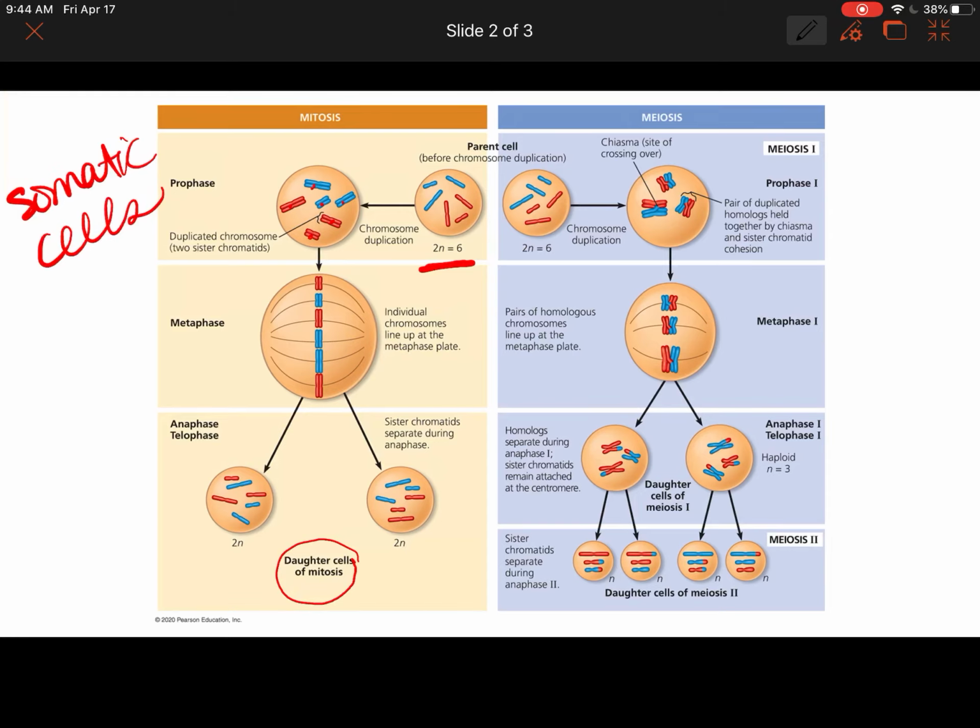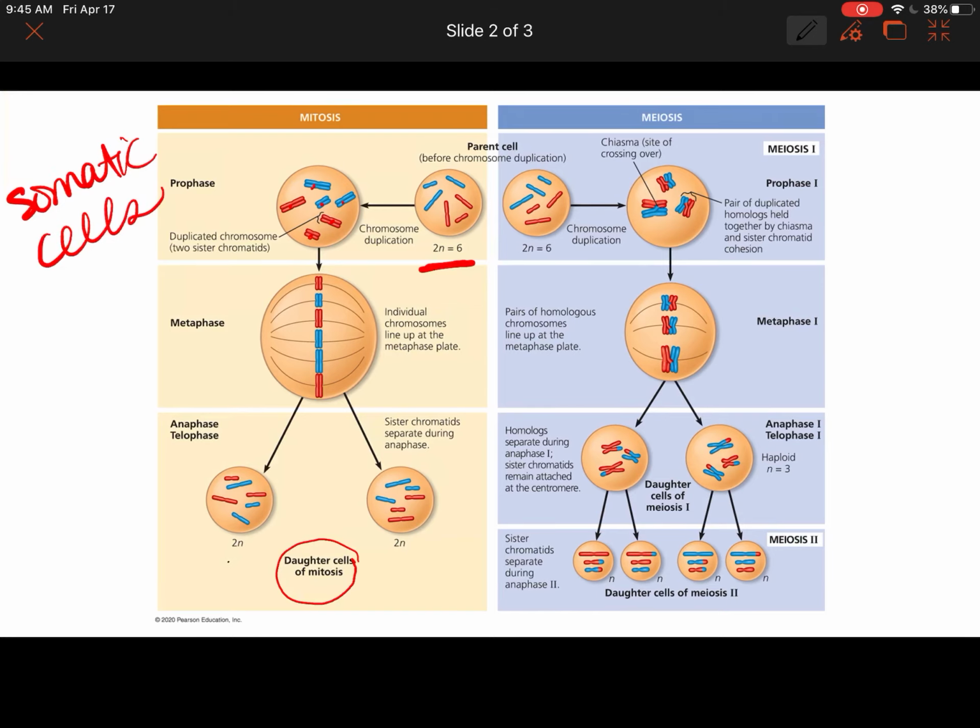Okay, so in prophase of mitosis, the chromosomes begin attaching to the mitotic spindle. In metaphase of mitosis, the chromosomes are lined up single file on the metaphase plate. And then at the end of mitosis, we have 2 daughter cells that are genetically identical to the parent.